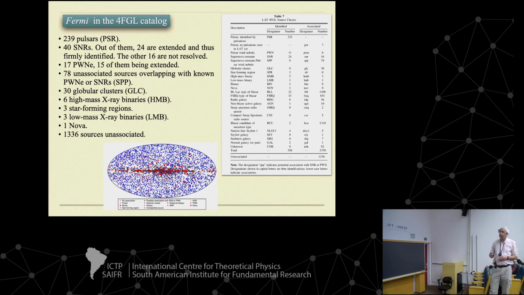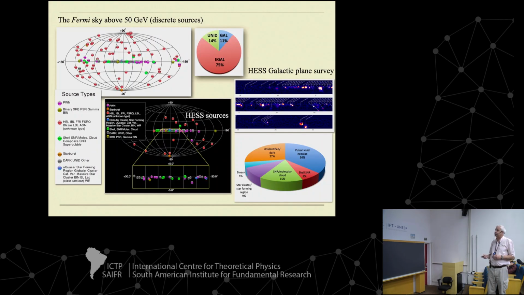And Fermi also detected, in the 4th catalog, 1 nova. These are thermonuclear explosions on the surface of white dwarf stars. And then we have a huge number, more than 1,000, of sources that are not identified. So there's a lot of work ahead of us trying to identify these sources.